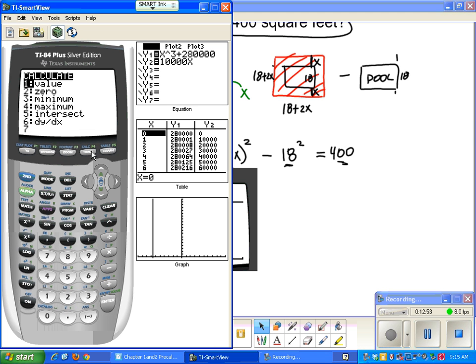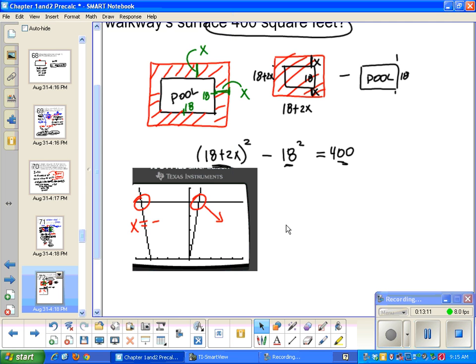So second calc intersect is number 5. Yes, that's the first curve. So I'm going to get a little bit closer so it finds the right one. Yep. It's asking me for the second, yes, and yes, I want it to guess. And that gives me an intersection of approximately 4.45. So if we come over here, then x is approximately 4.45.